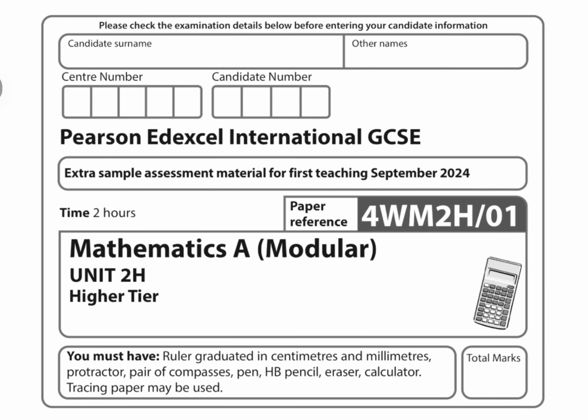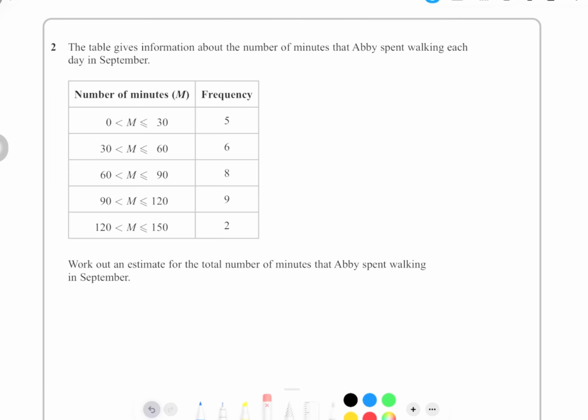Welcome back. In this video, we are going to solve question 2 from the Pearson Edexcel International GCSE Mathematics Unit 2H Higher Tier Extra Sample Paper, September 2024. In today's video, we are solving a grouped frequency table question, one of the most common topics in IGCSE Mathematics.